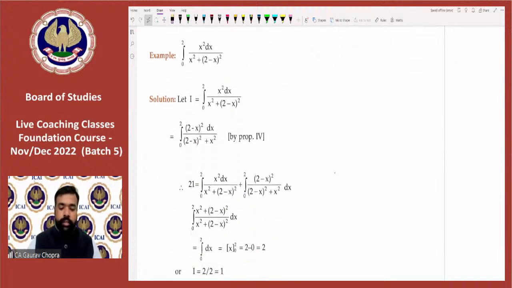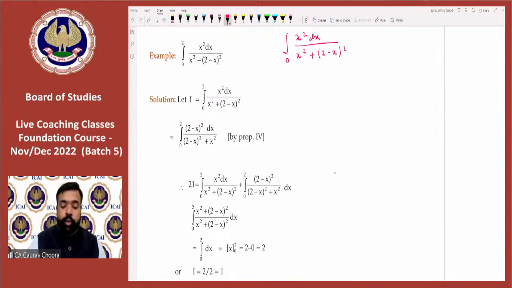Then let's try some property-based questions. Let's try this example. This example is a tricky one. The given question is the integral of x square dx divided by x square plus (2 minus x) whole square. The limit is from 0 to 2.